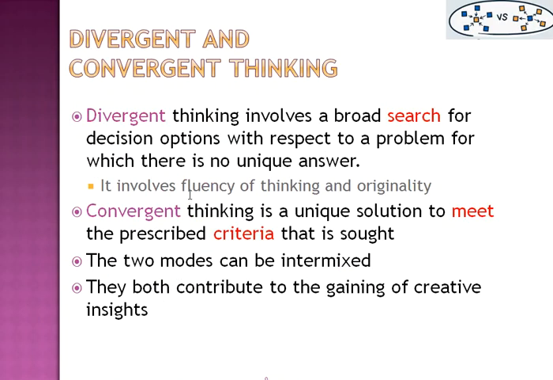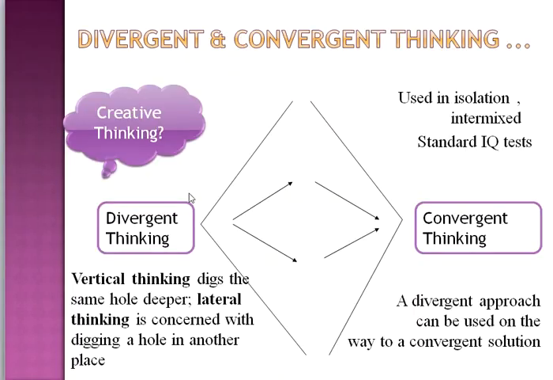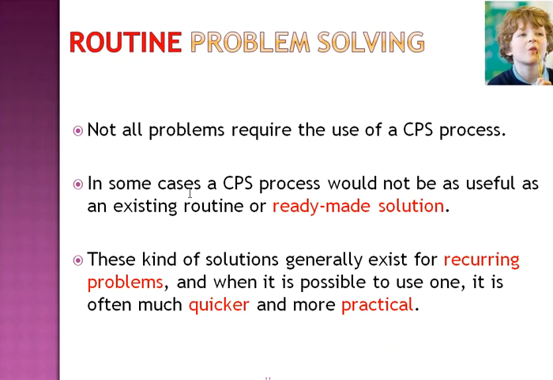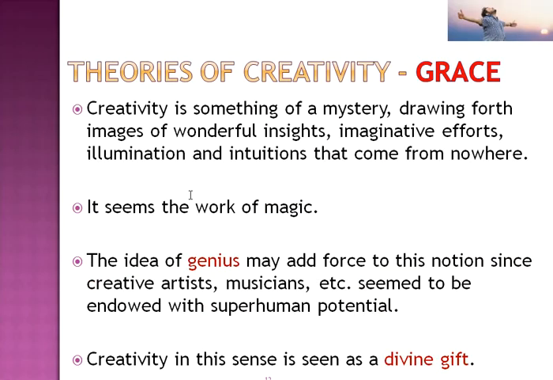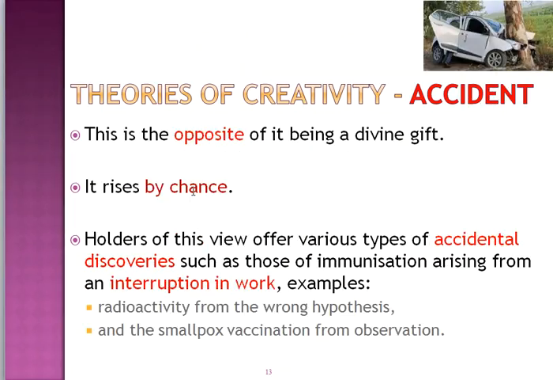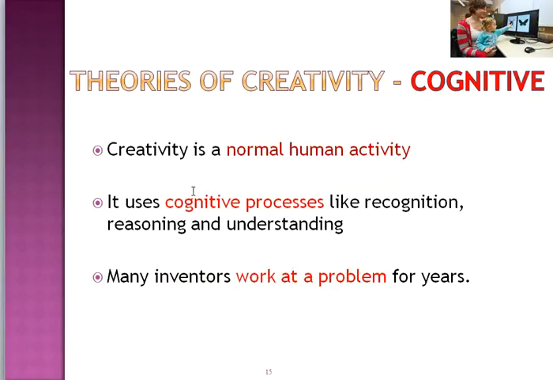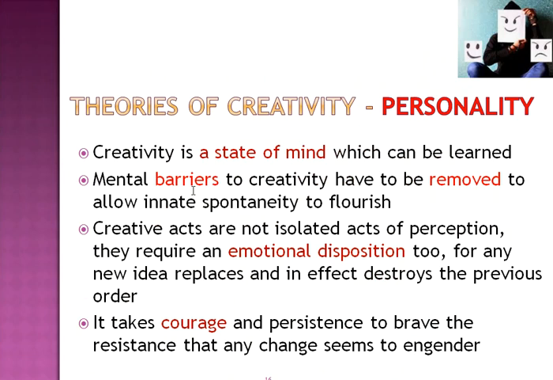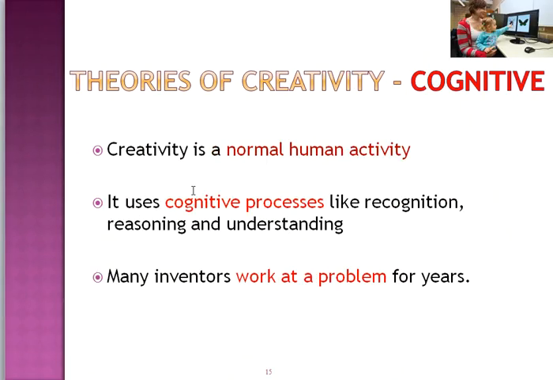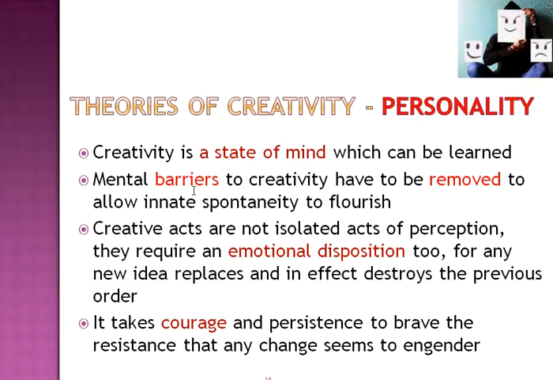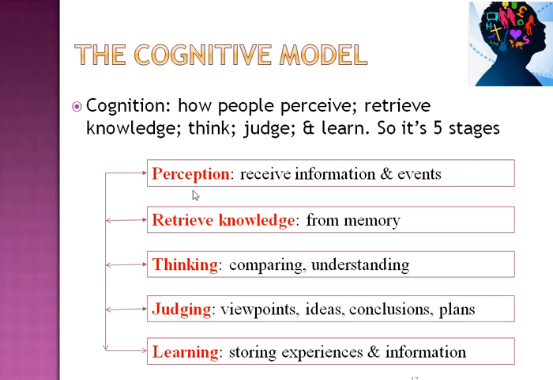And then we talked about divergent and convergent thinking, and the different theories or notions about creativity: grace, accident, association, cognitive. Cognitive is the one we will emphasize, or concentrate on, in this video. And the last one is personality. Today, inshallah, we will talk about the cognitive model.